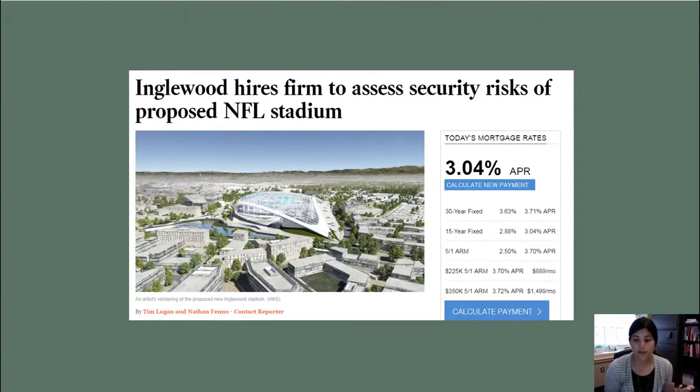So rather than just saying, hey, we'll conduct our own risk management assessment, the team, in partnership with the city, actually hired a security firm to come in and assess that risk. Of course, a team owner and the city have resources that a lot of our organizations don't necessarily have, but this is an example of a situation where they did hire an outside auditor to assess risk.